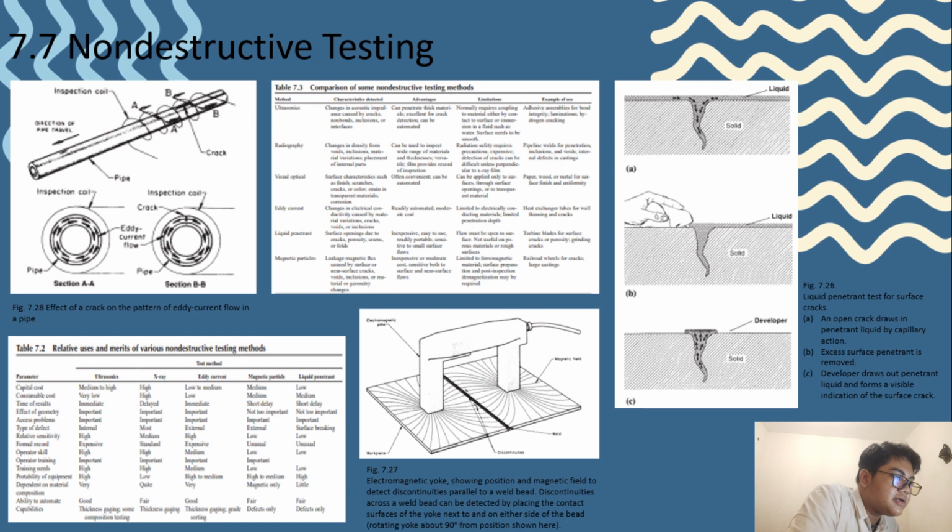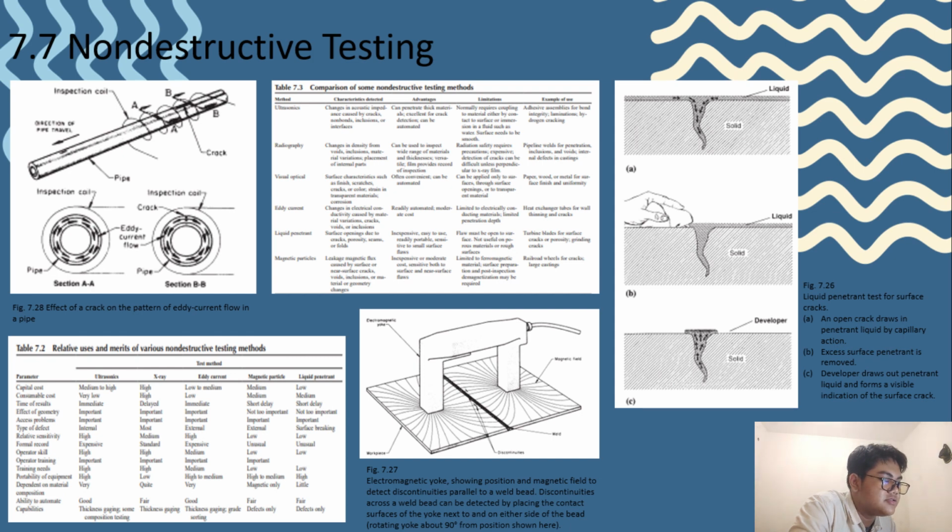Next figure is Figure 7.28, the effect of a crack on patterns of eddy current flow in a pipe. Eddy current inspection, as we can see in Figure 7.28, is based on the principle of electromagnetic induction and is used to identify or differentiate a wide variety of physical, structural, and metallurgical conditions in electrically conductive ferromagnetic and non-ferromagnetic metals and metal parts.